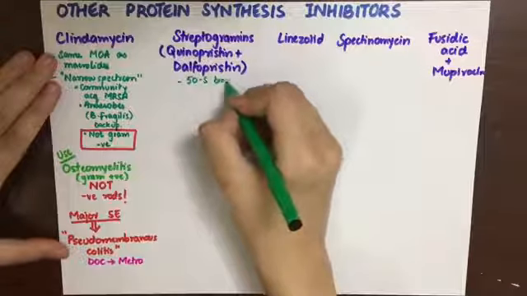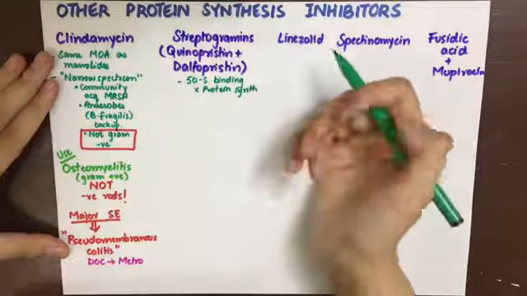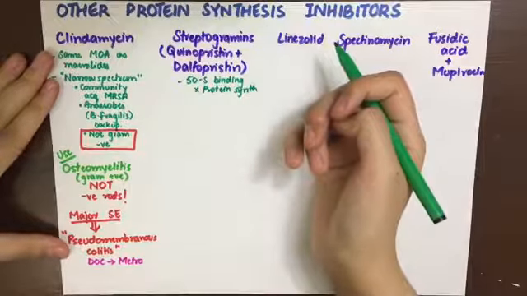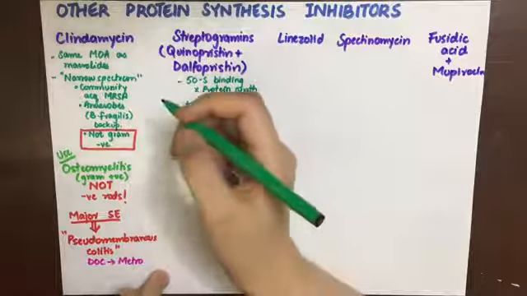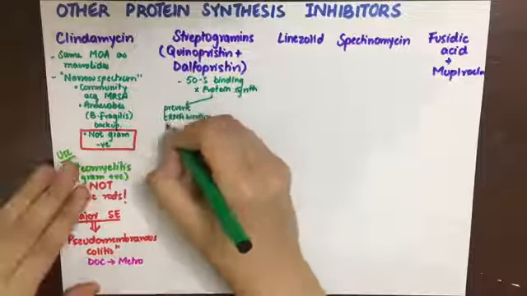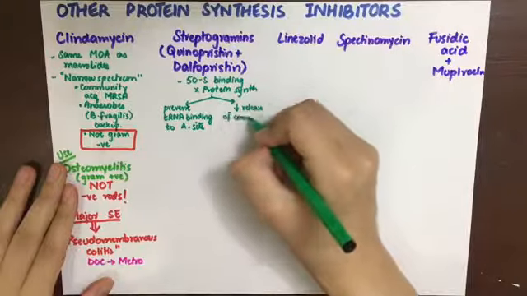Coming to streptogramins that include quinupristin and dalfopristin, they are used together because they have a synergistic action. Their mechanism of action is such that they bind to the 50S ribosomal subunit and inhibit protein synthesis by preventing transfer RNA binding to the acceptor site and also decreasing the release of the completed polypeptide by blocking its extrusion.